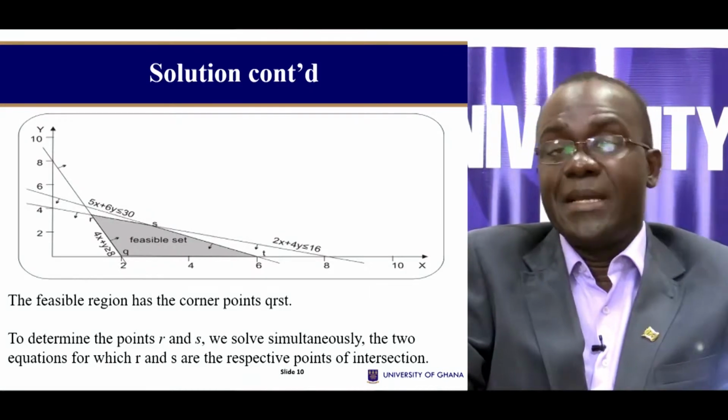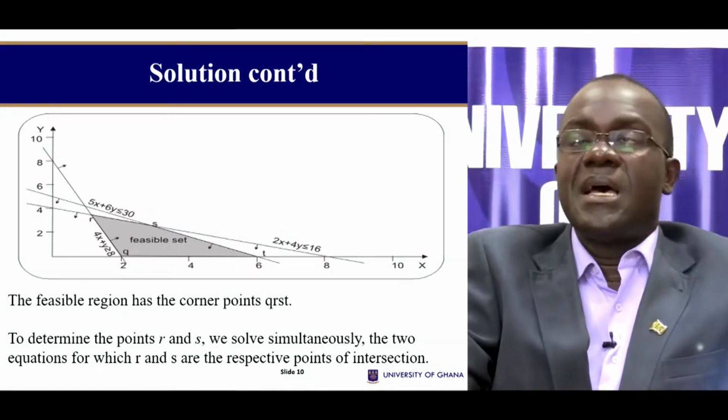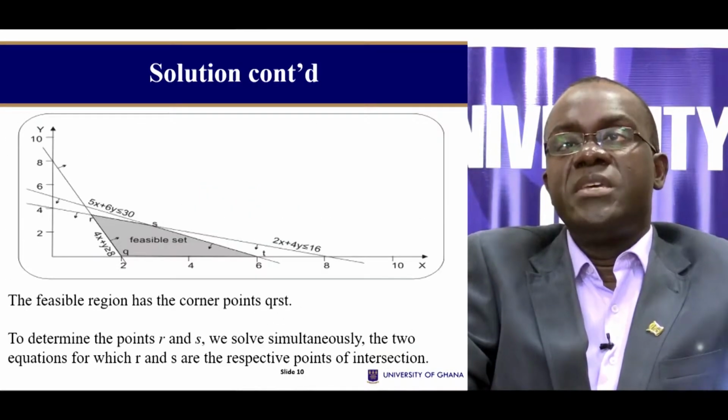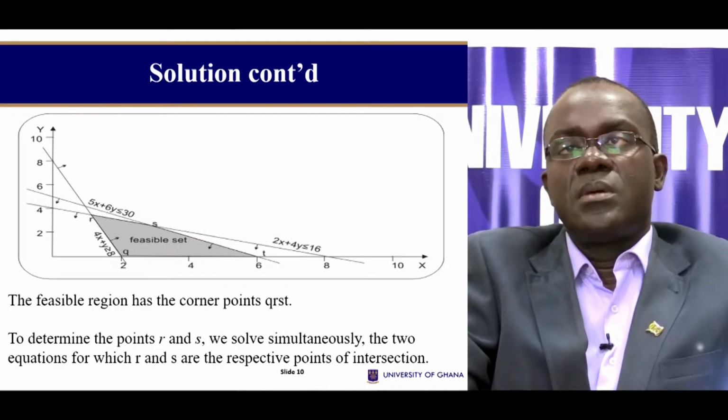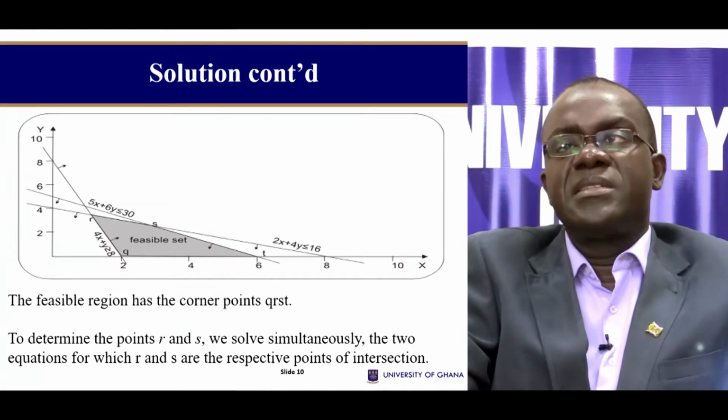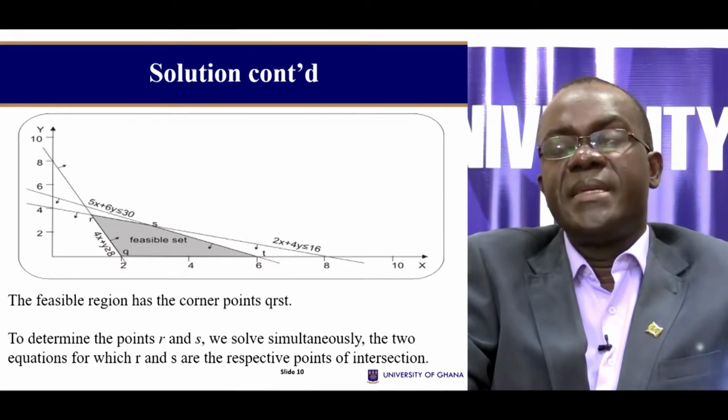Now, having done that, I told you that if our profit function is going to be maximized, that will be achieved at the vertex. If there is going to be an optimal point, it will be achieved at a vertex of the region. And we have these vertices, 1, 2, 3, 4. So what we need to do now is to find the points at these vertices.